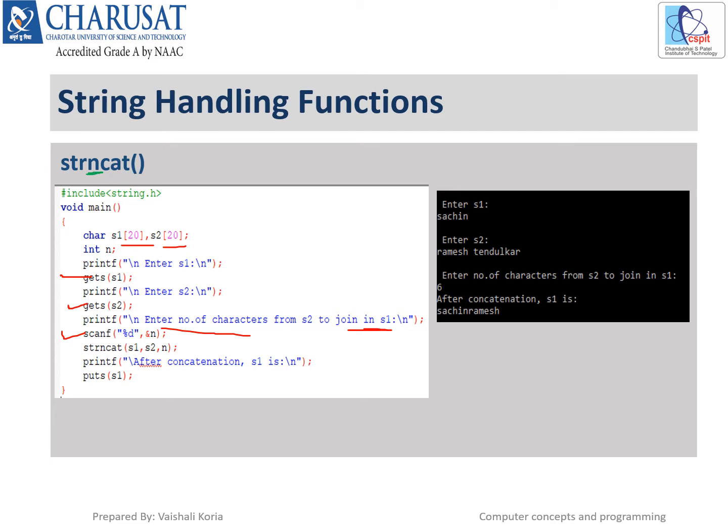And now in this statement we have called the function strncat s1 s2 n. So n characters of S2 will be appended to S1. After concatenation we'll see what is the value of S1, because our result will be stored in S1. S1 will get updated. The S1 string is Sachin and the S2 string is Ramesh Tendulkar. Here we have entered 6, that 6 characters from S2 we want to append in S1. So when we call this function and then print the value of S1, we'll have this kind of string: Sachin Ramesh.